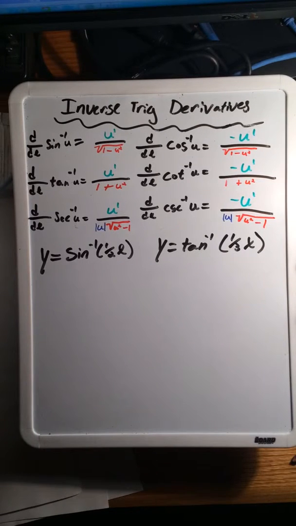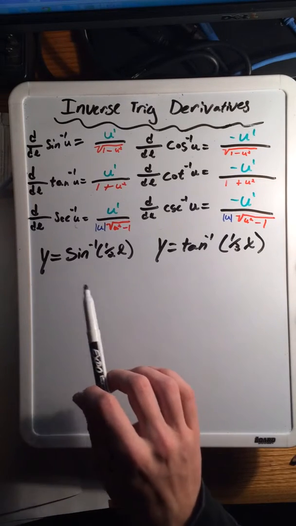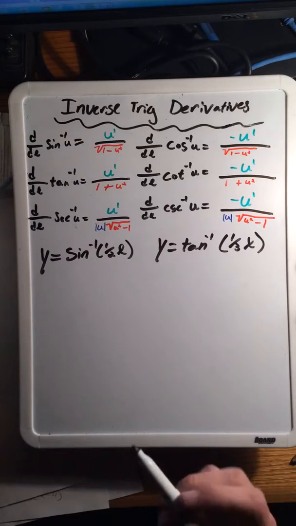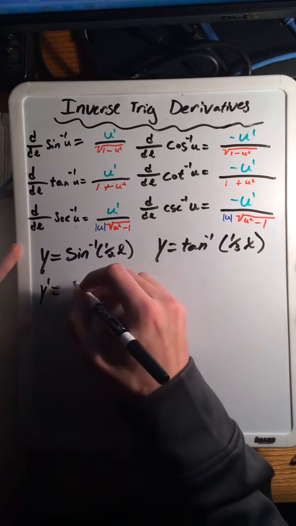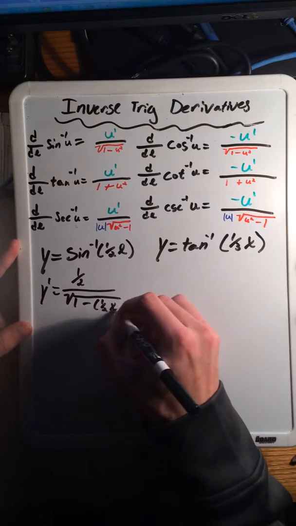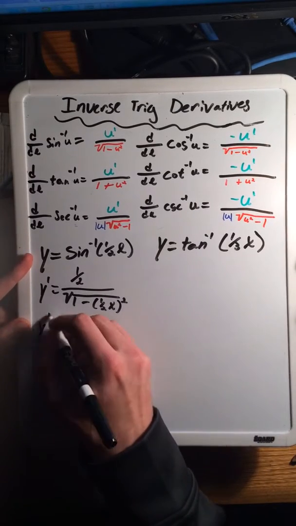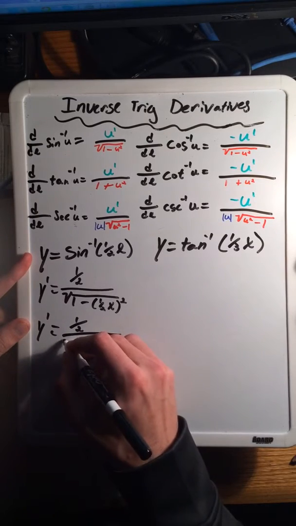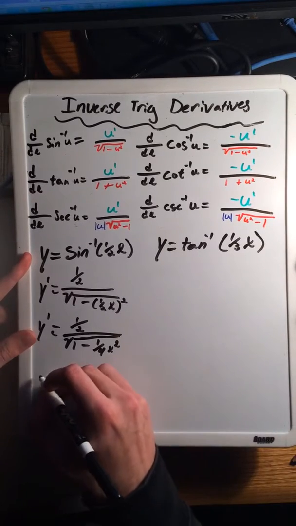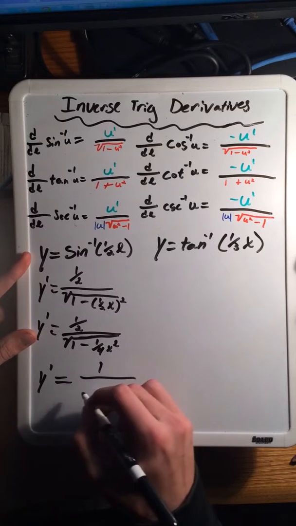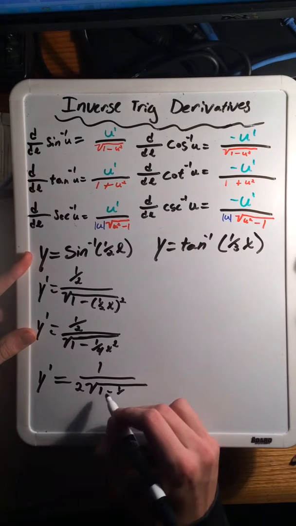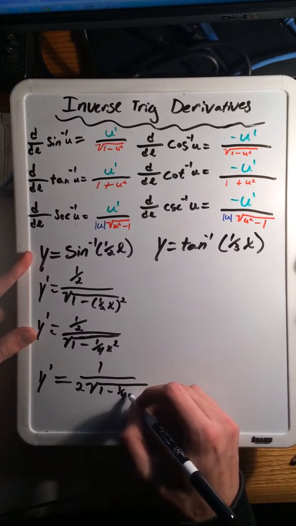How you find the derivative of an inverse trig function. For the first example, arcsine, you use the formula u prime over the square root of 1 minus u squared. So for this, y prime equals 1/2 over the square root of 1 minus 1/2 x squared. Now to simplify it, y prime equals 1/2 over the square root of 1 minus 1/4 x squared. Simplifying one more time, y prime equals 1 over 2 times the square root of 1 minus 1/4 x squared.